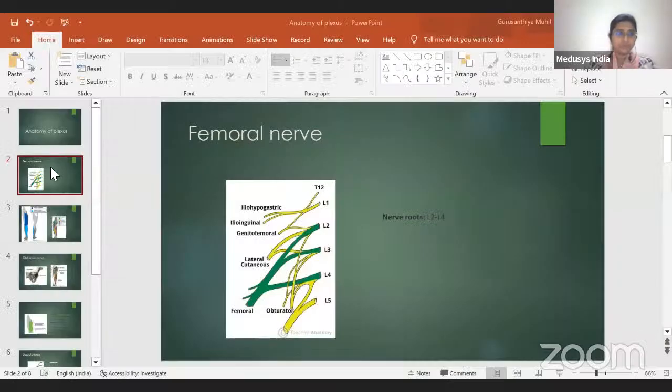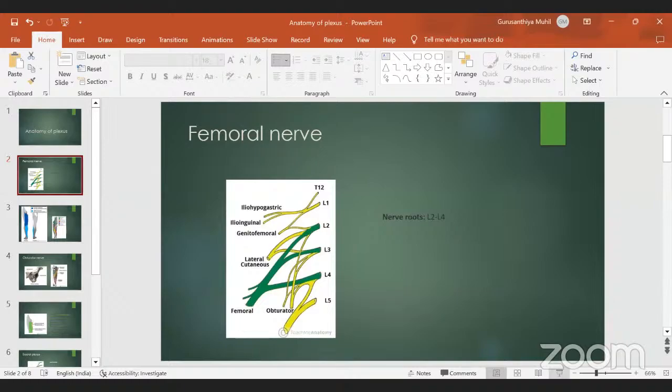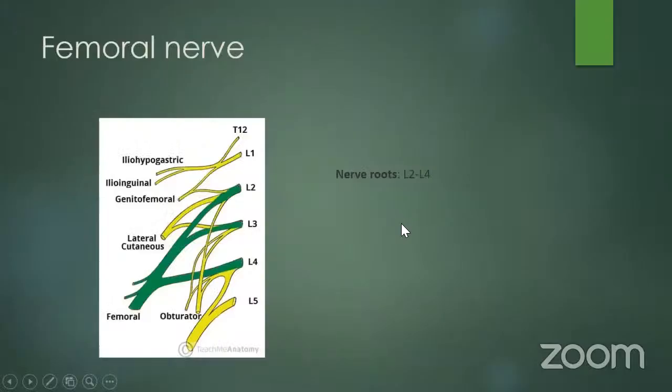Yeah. So the femoral nerve is a branch of the lumbar plexus. It arises from the dorsal primary rami of L2, L3, L4. Okay. And it passes laterally from the psoas muscle and emerges between the iliacus and the psoas muscle and enters the thigh behind the inguinal ligament.